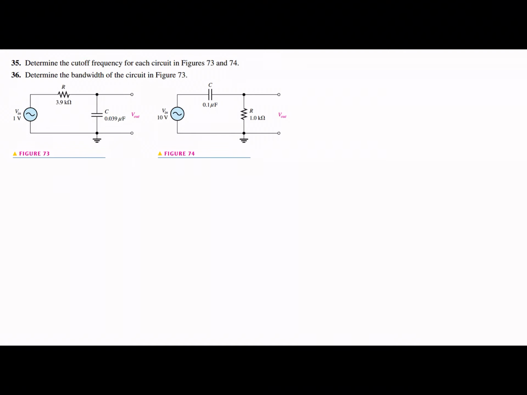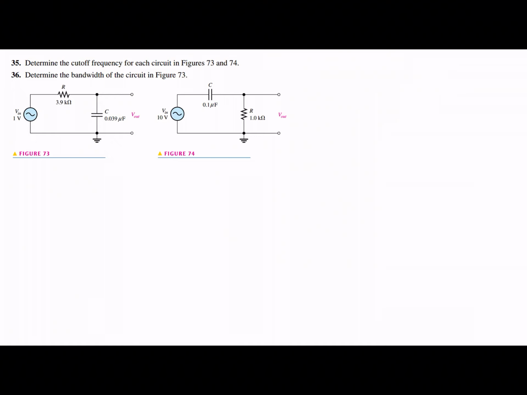The first problem that we're going to solve are these two questions. First question is to determine the cutoff frequency for each circuit in each of the figures. And the second question asks us to determine the bandwidth of the circuit in figure 73.